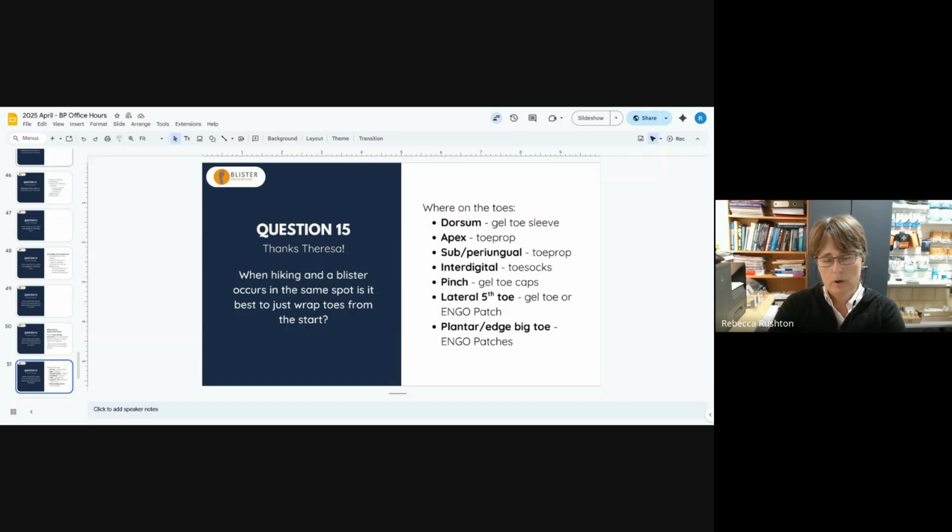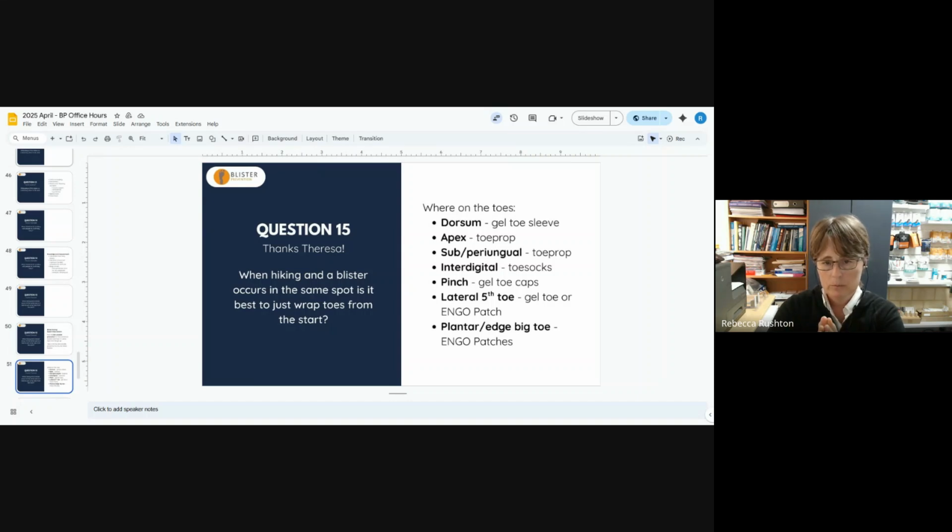For the top of the toe, I'd go for a gel toe sleeve. For the apex, it's usually not that. It's usually that's happening, so it's toe props. Subungual blisters, I would go toe props again. It's usually not that, but it might be. So you will have to assess shoe fit and whether they're doing their laces tight enough to keep their toes out of the end of the toe box.